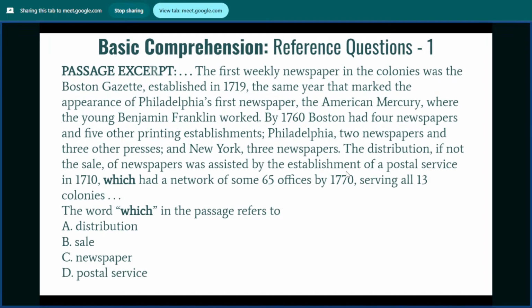Now, see, over here, a big sentence will be given. Yeah. And when you see this sentence, they will be using some relative pronoun over here and they will ask you what this word is being referred to. Okay, meaning what exactly is the highlighted word referring to? That's what they are asking you. Now, if you see in this sentence, there are three subjects: distribution is there, sale is there, newspapers are there, postal service is there.